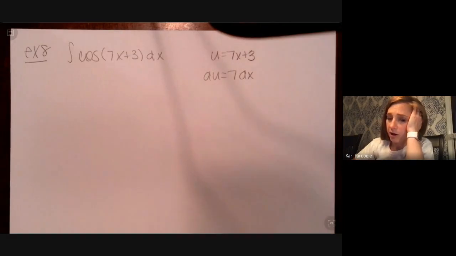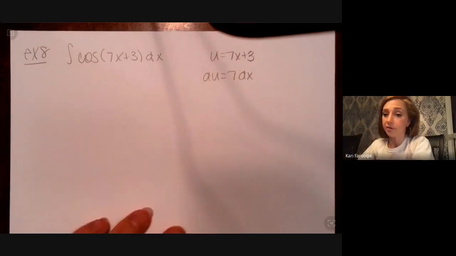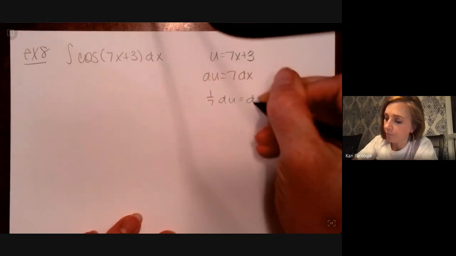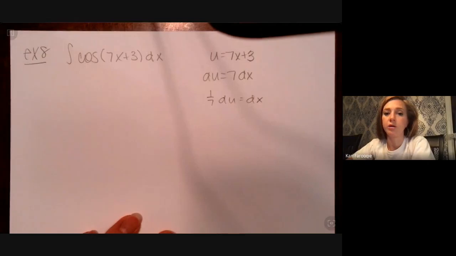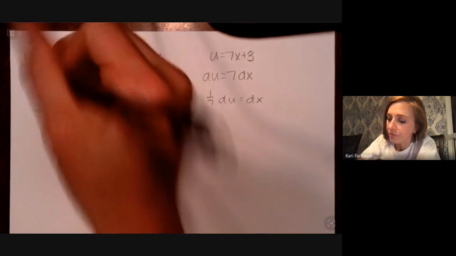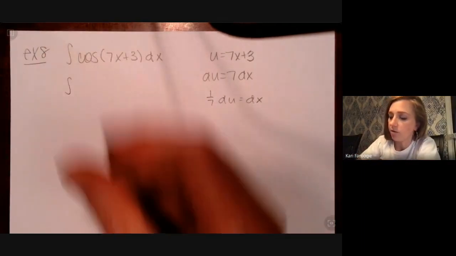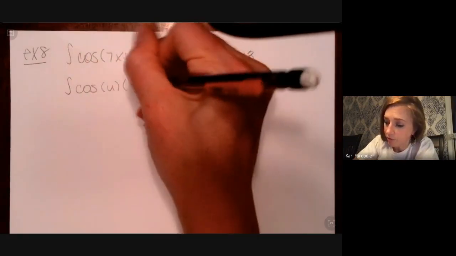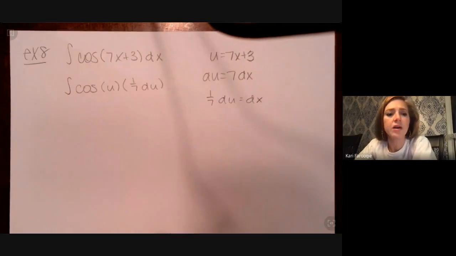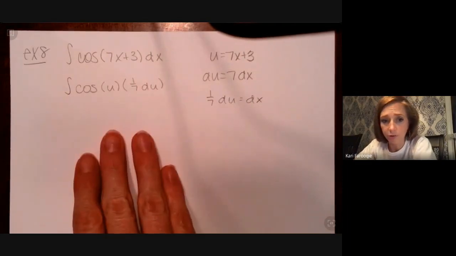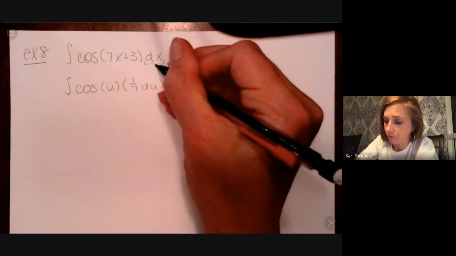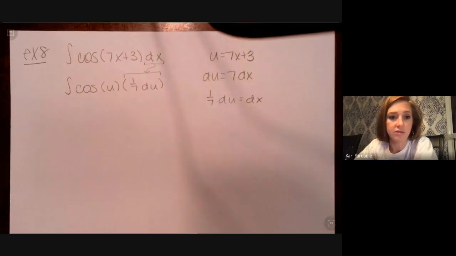Du is 7dx. Well, we don't have 7dx, we just have dx. So we're going to have to divide that out. 1/7 du equals dx. But now I can rewrite the function in terms of u. When I rewrite this, I can write it as the cosine of u times 1/7 du. And again, this is not the way that I would leave it before I integrate it. I mostly just want to make sure that you understand where everything is coming from. So the dx is the 1/7 du.